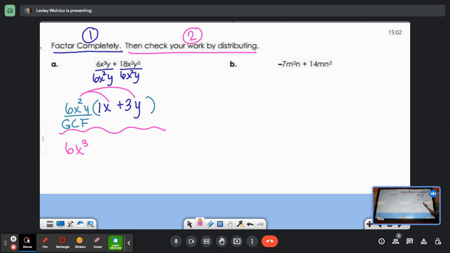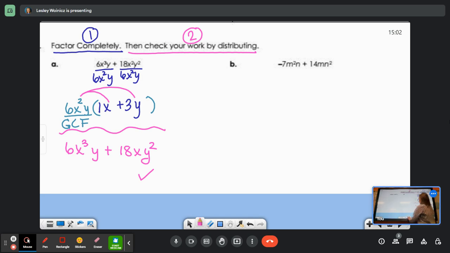Nothing to add with the y power, so I just keep the y power the same. 6 times 3, positive 18. Keep my x squared. Y times y squared. Is it the same as what I started with? Yes. Check. We did it.